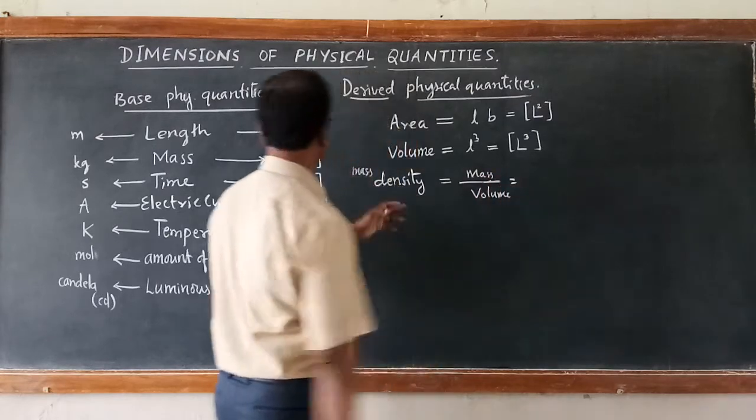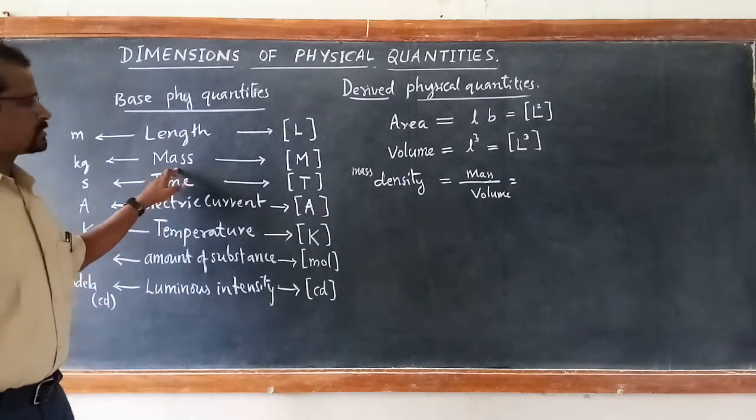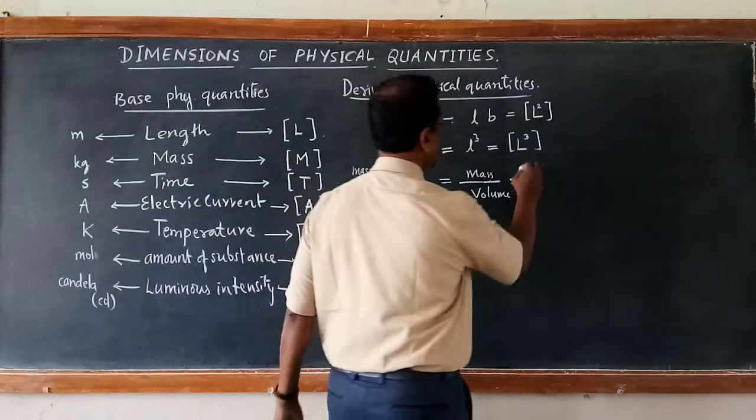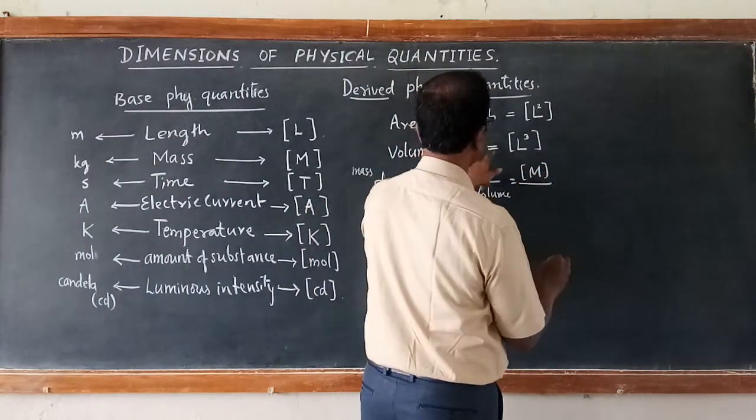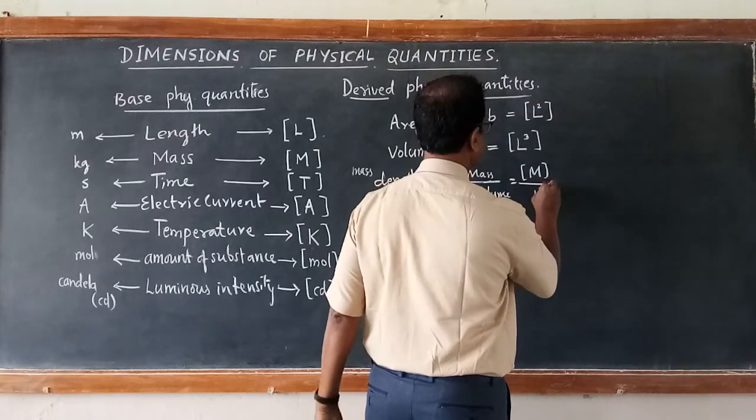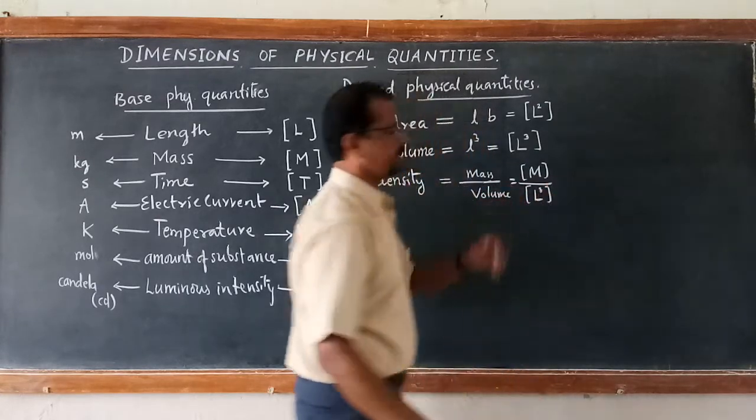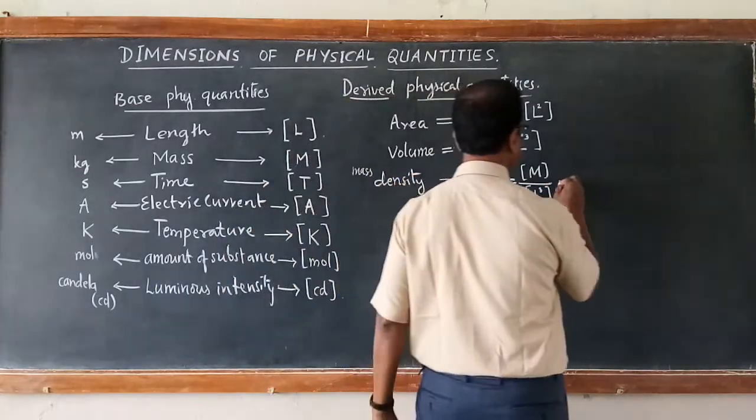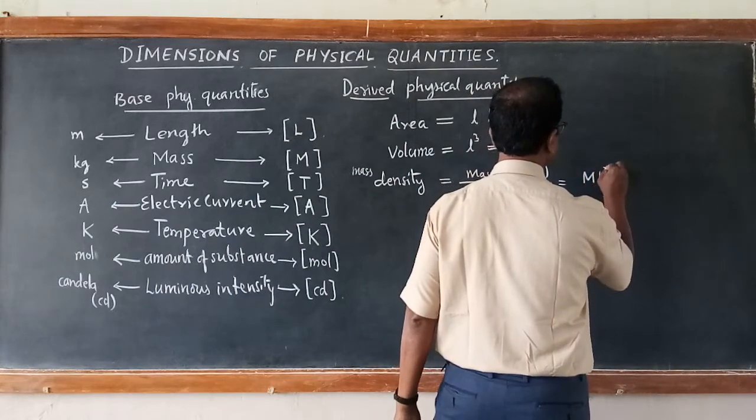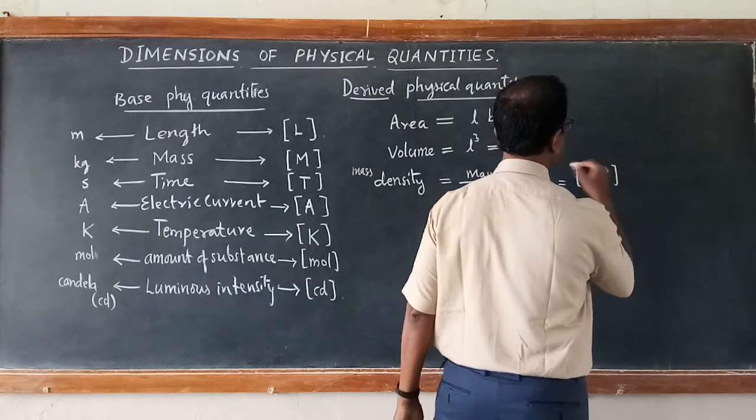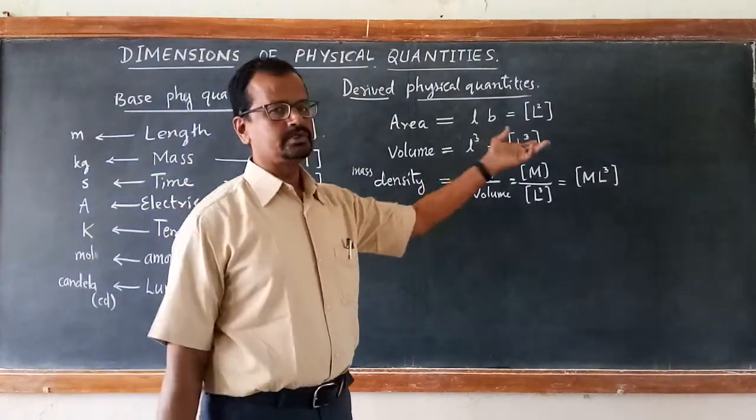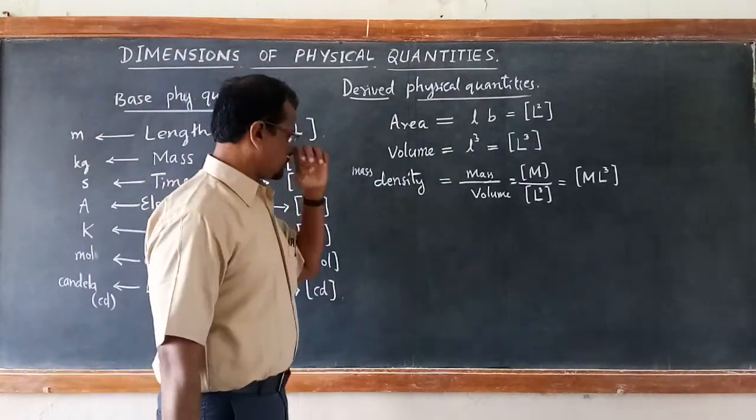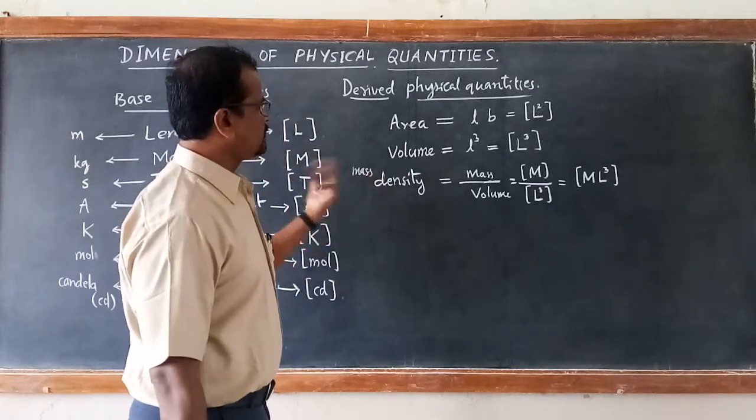Dimension of mass being the base quantity, I can write it as capital M within square brackets, and dimension of volume is capital L cubed in the denominator. So it becomes [M L^-3]. It doesn't have any dimension of time, so we can write T raised to 0. Like this, we will have so many dimensions.